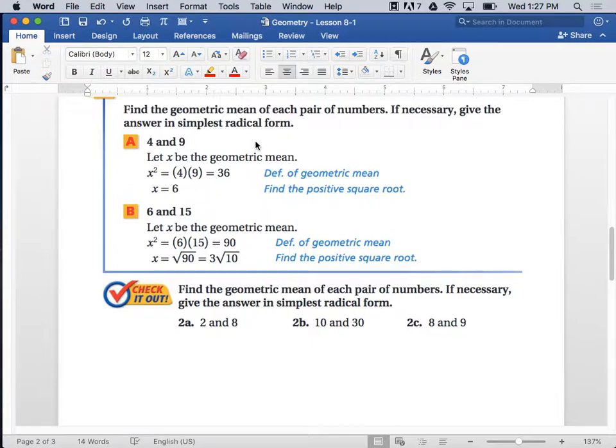Okay, guys, do these three. Do these three. Go ahead. And just leave them in square root form.